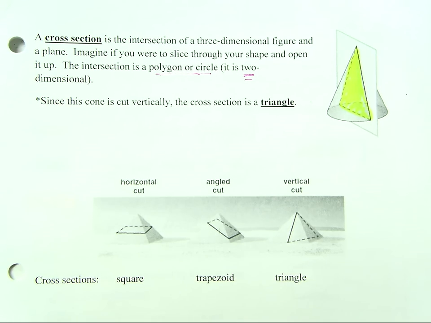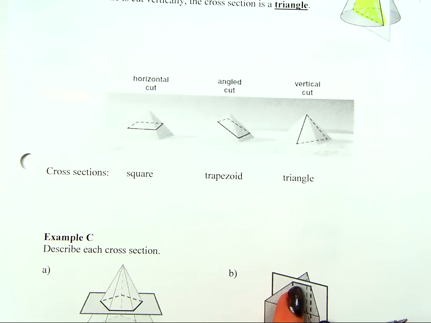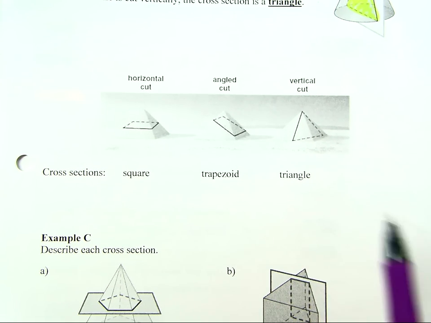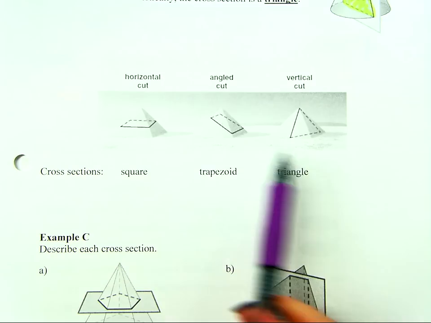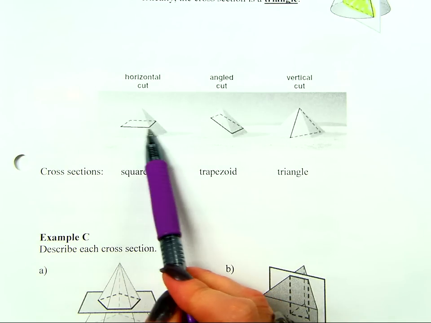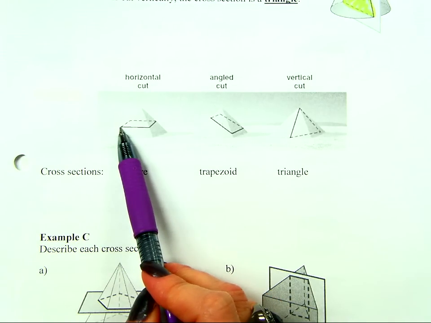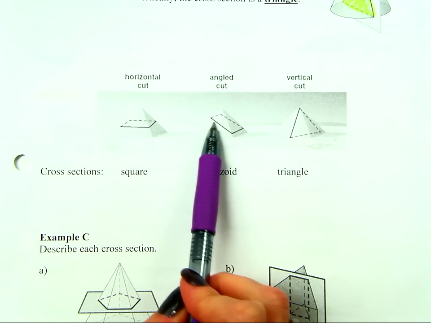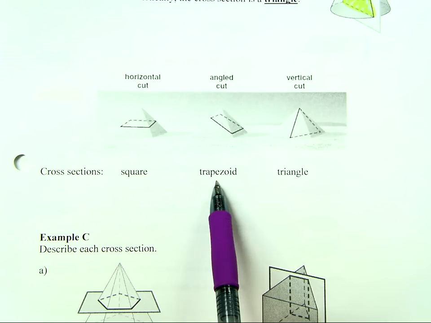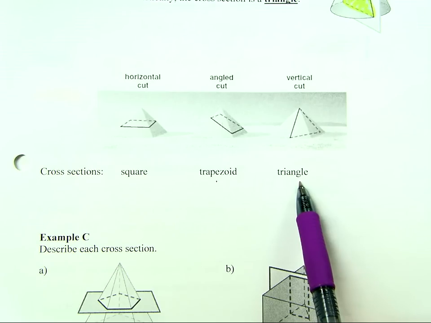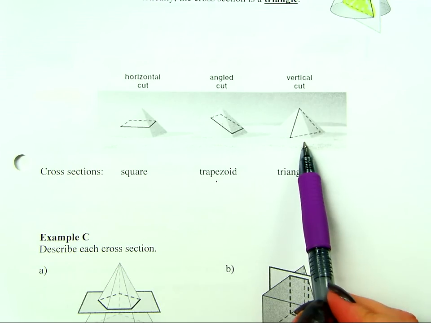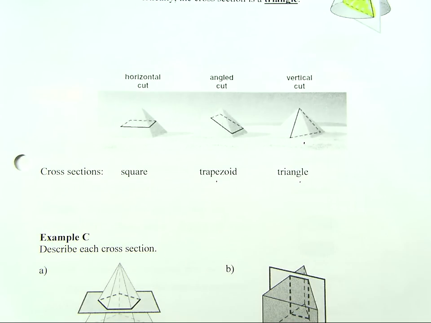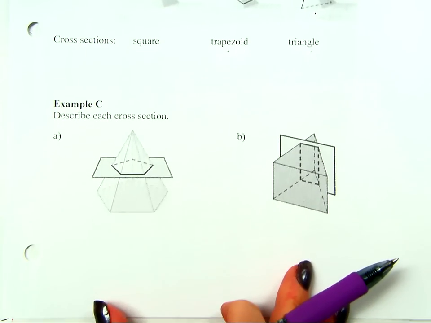As you can see below, with this diagram of a rectangular or square pyramid, if I cut horizontally, my cross section would be a square. If I change that and I cut it at an angle, I would end up with a trapezoid. Or if I cut it vertically, I would end up with a cross section that is a triangle. So it depends on which direction you're cutting. They're going to ask you to think about the cross sections here.